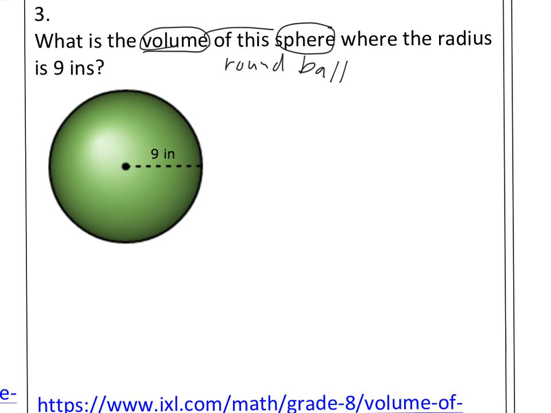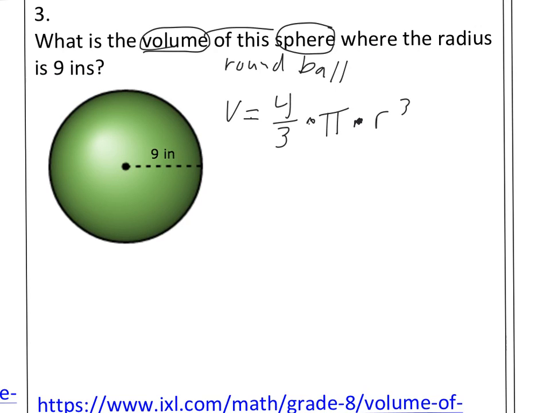Okay, let's see. We need a formula. Formula is always good. So you're going to go ahead and write this down. We do need the formula. Volume equals 4 over 3 times pi times r to the third power. And yes, that is a multiplication dot. Yes, multiply.